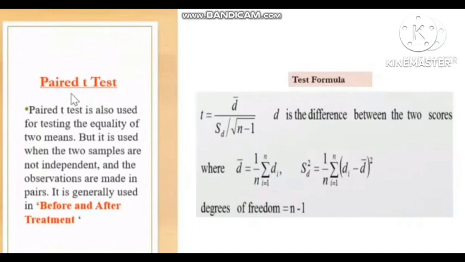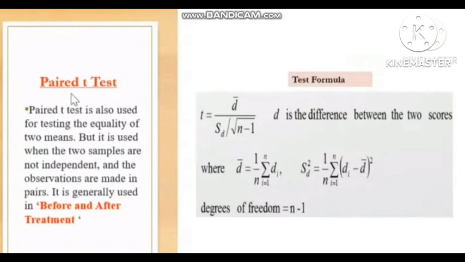But what is special about this paired T? We have already used the equality of two means. By paired T also we test equality of two means. The difference is this, that here the values are given in pairs. The two samples are not independent.